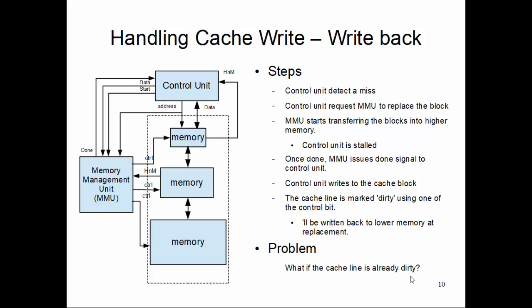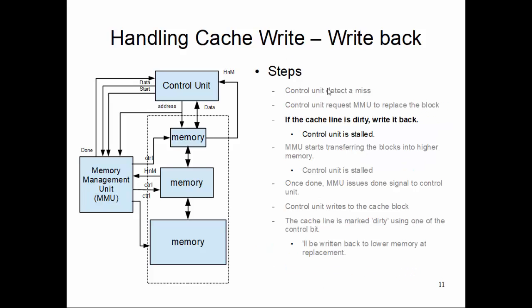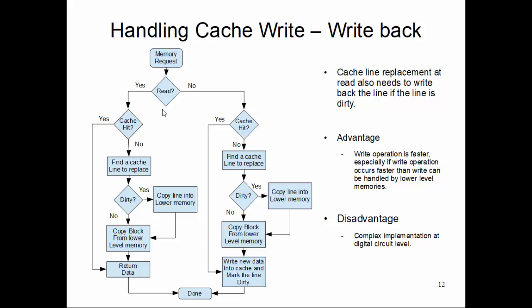Now, what if the cache line is already dirty? Okay, so let's put that condition here. If the cache line is dirty, and it's about to replace the block, and it finds the cache line is already dirty, then first write it back. So the control unit is stalled, then the transfer happens, this block replacement happens, the control unit is stalled again, and so on and so forth.